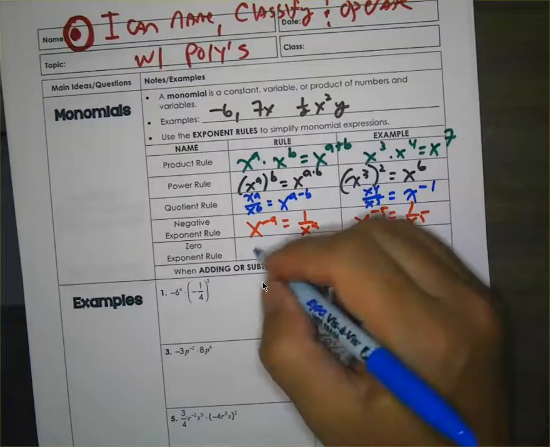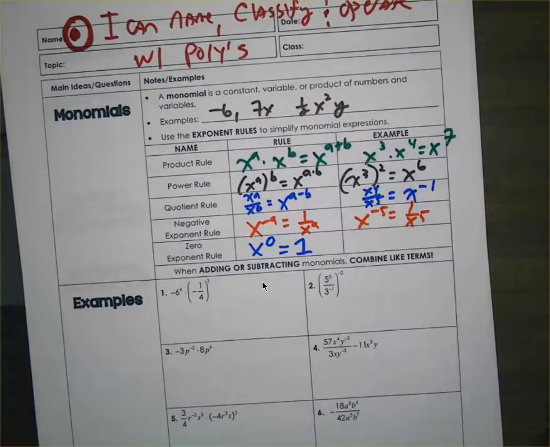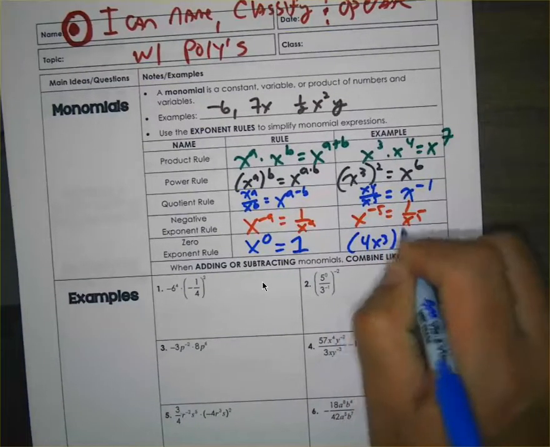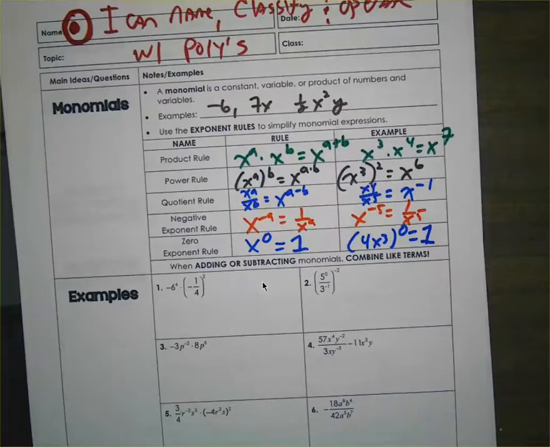Now my other one, the zero exponent rule. X to the 0 is equal to 1. That's anything to the 0 power. So if I took 4x cubed to the 0, that'd be 1. The only thing that is not cool is that you can't do 0 to the 0 power. That does not equal 1. Okay, so a couple quick examples are right here.